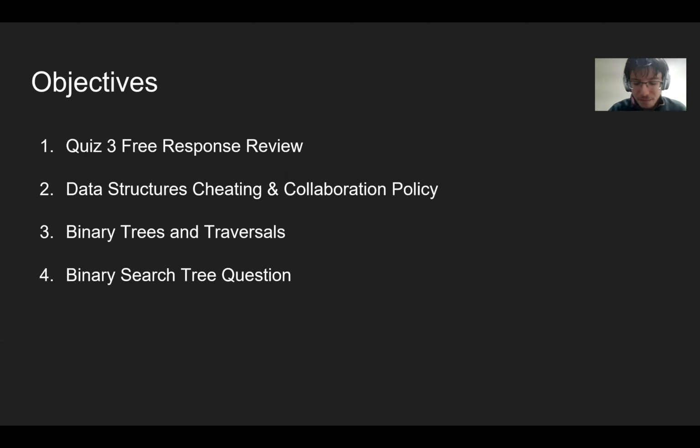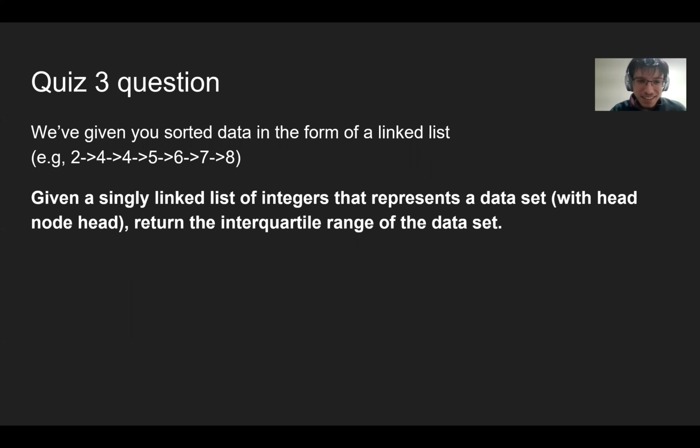I know it's a little difficult and it probably took a lot of people a long time, which I get, it's a hard quiz. It took me a while too when I first saw it. But let's remember what it was. You're given sorted data in the form of a linked list. Given a singly linked list of integers that represents a data set, with head node as the head, in this case 2, return the interquartile range of the data set. So that's Q3 minus Q1, right? Basically it's the median of the right half minus the median of the left half.